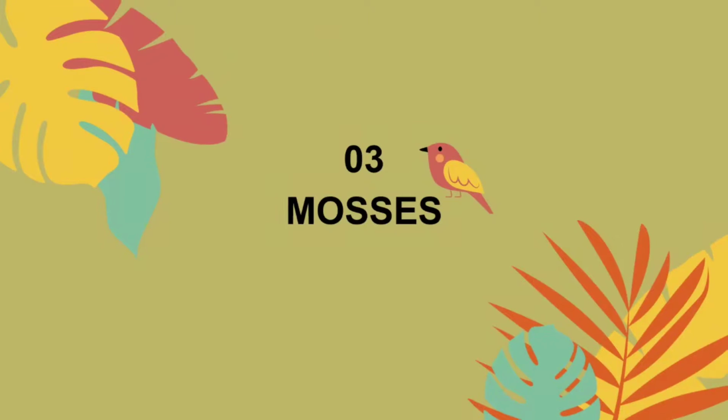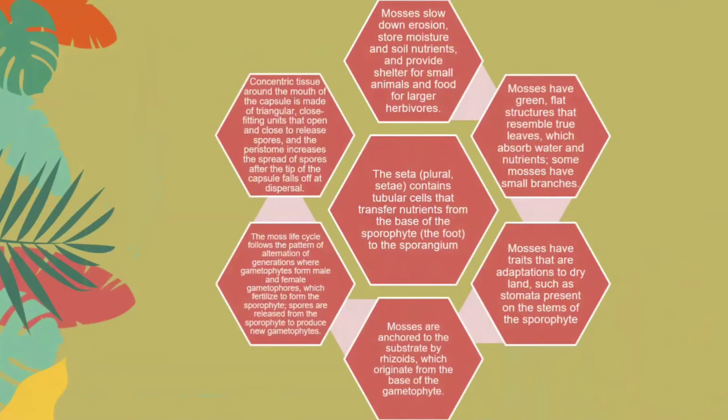Oh no, we're reaching the end. Before you go, let's learn about mosses first. Next, let's learn about mosses. Mosses slow down erosion, store moisture and nutrients, and provide shelter for small animals and food for larger herbivores. Mosses have a green, flat structure that resembles true leaves which absorb water and nutrients.